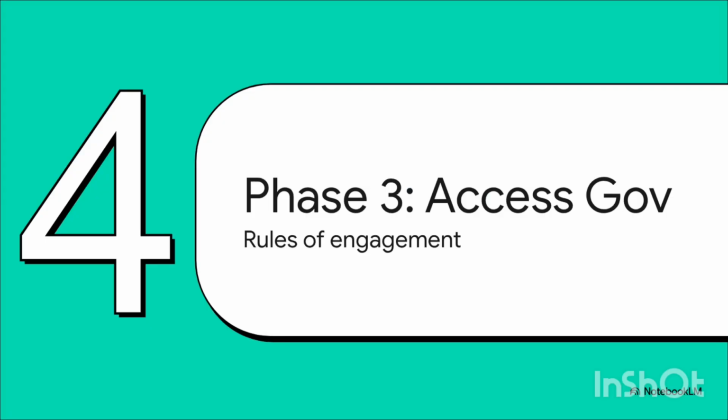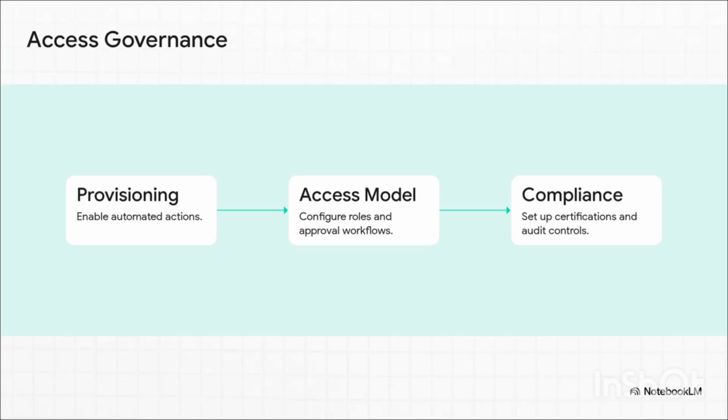Next up is Phase 3, Access Governance. These are your rules of engagement. Now that we actually know who everyone is, it's time to lay down the law. We establish the automated rules and access models that are going to keep your system secure and, just as importantly, keep your audit teams extremely happy. We're looking at steps 6, 7, and 8 here.